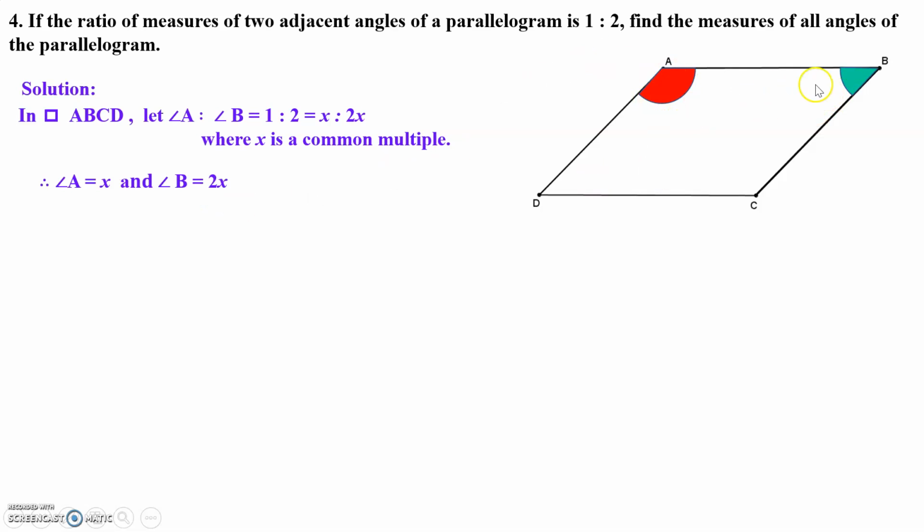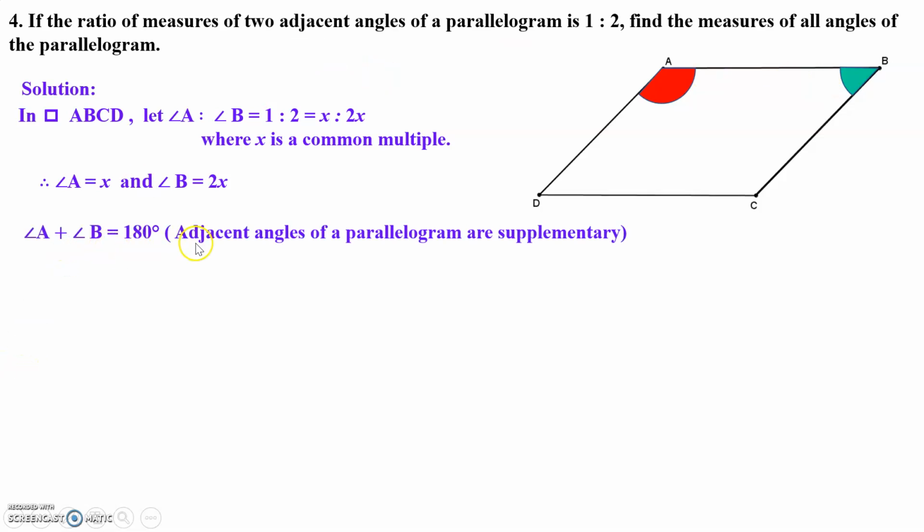What type of angles are they? They are adjacent angles. So we know that angle A plus angle B is 180 degrees. Adjacent angles of a parallelogram are supplementary. So next step we are going to substitute. X plus 2x is 180. We get 3x is equal to 180.